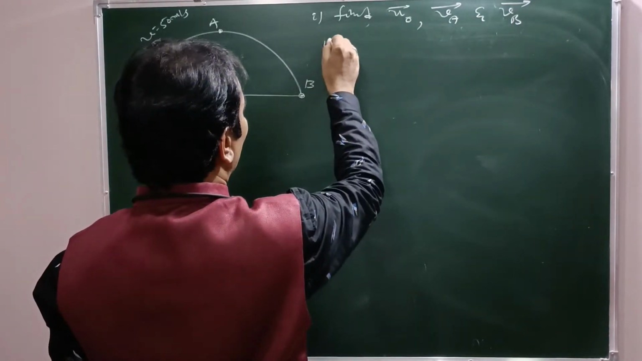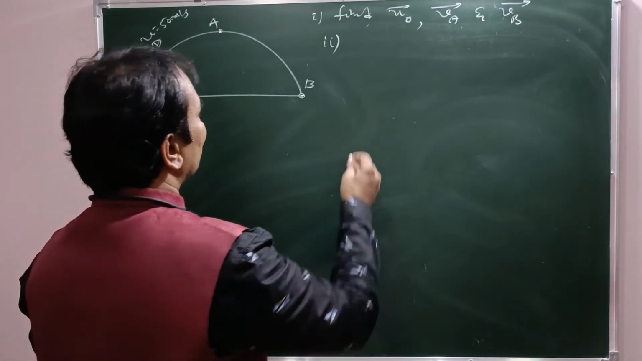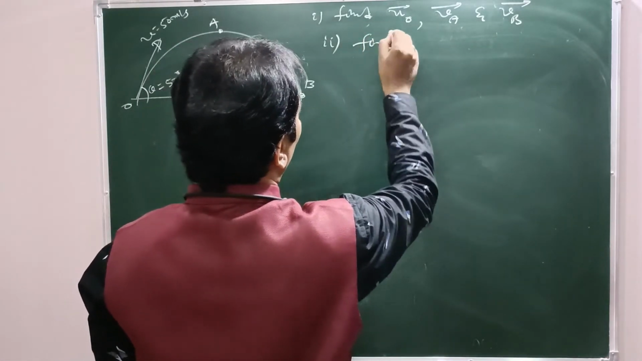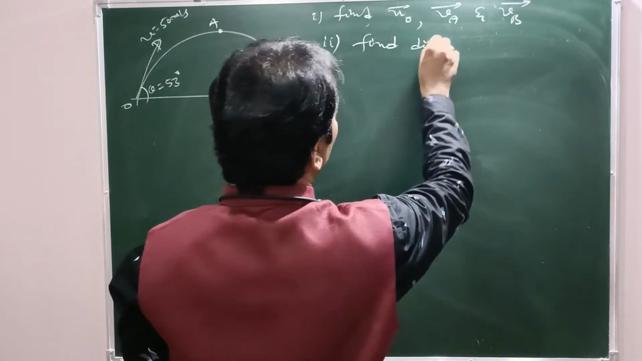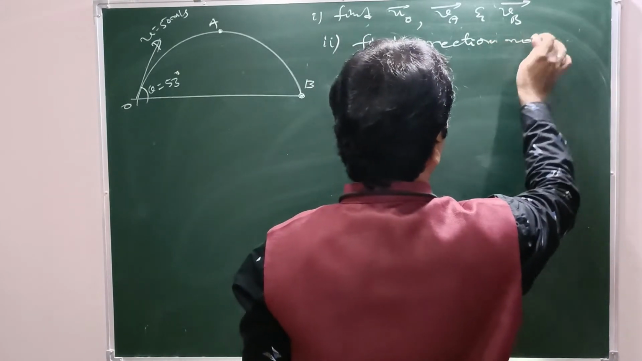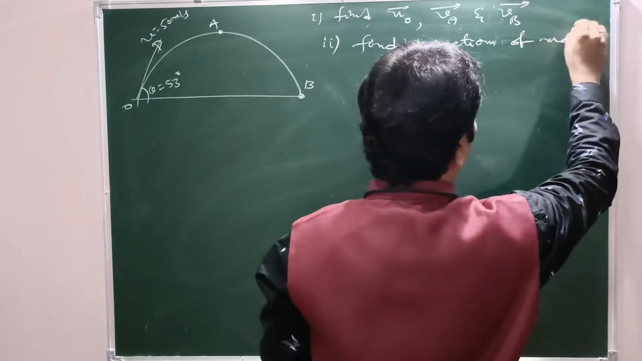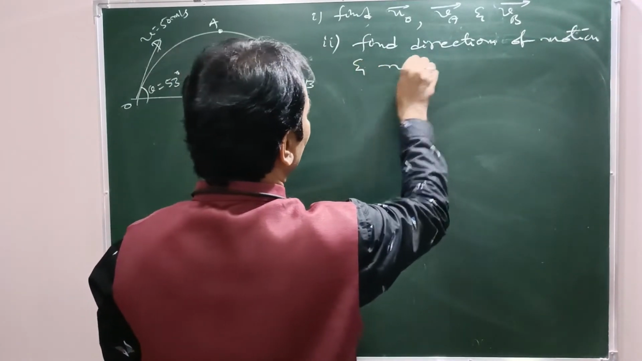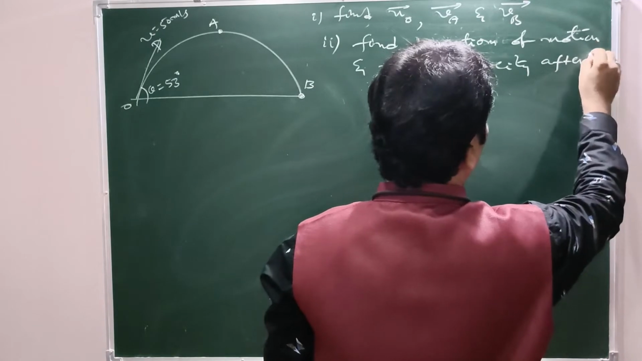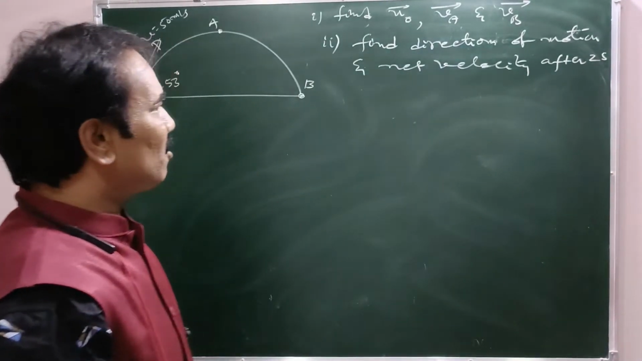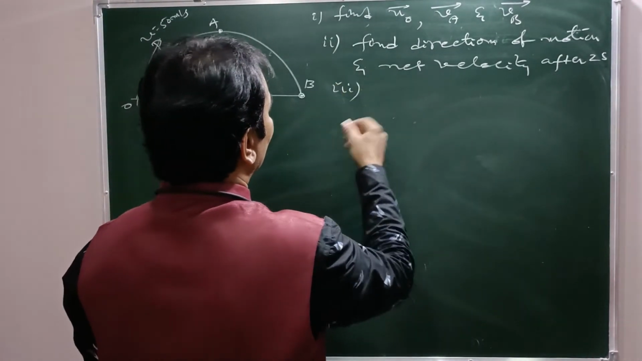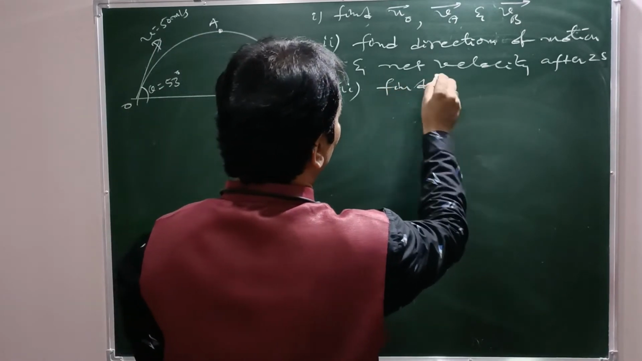Number 2, find the direction of motion and net velocity after 2 seconds. Right. Number 3, find displacement.